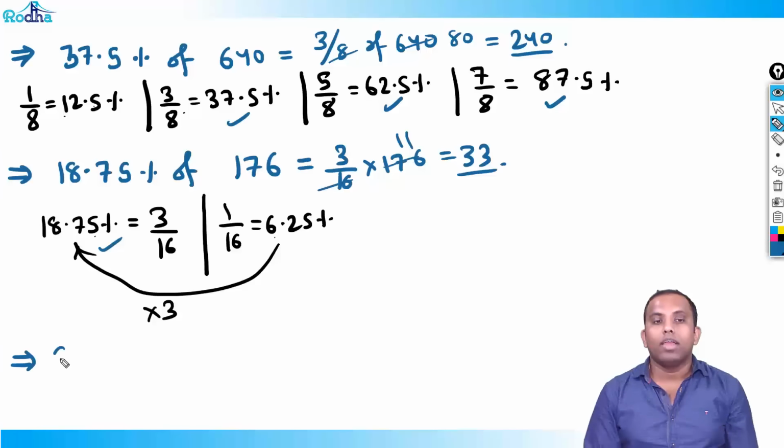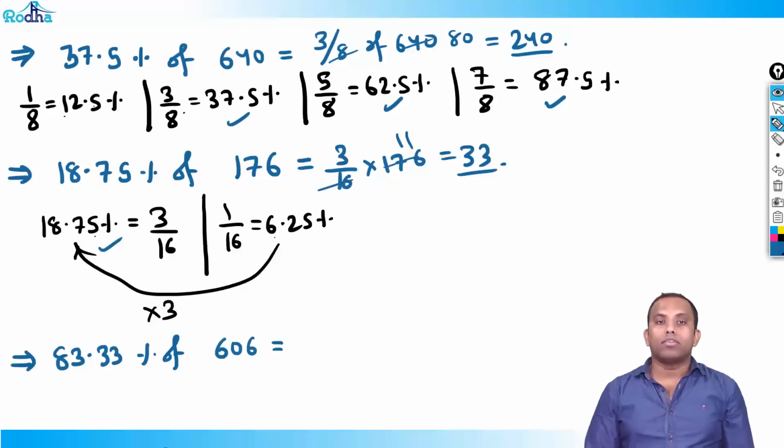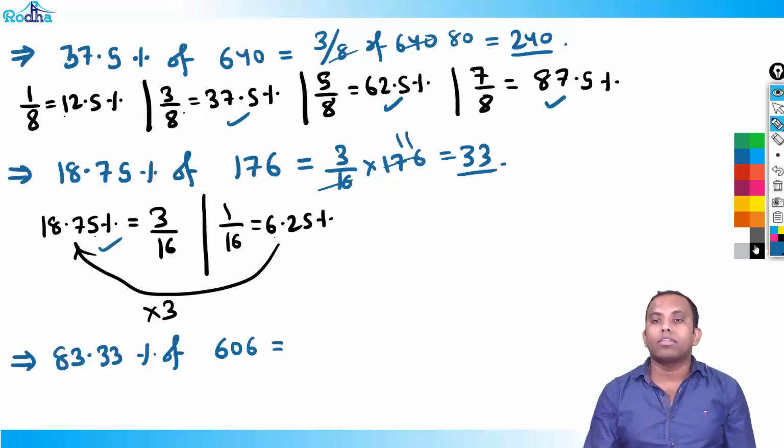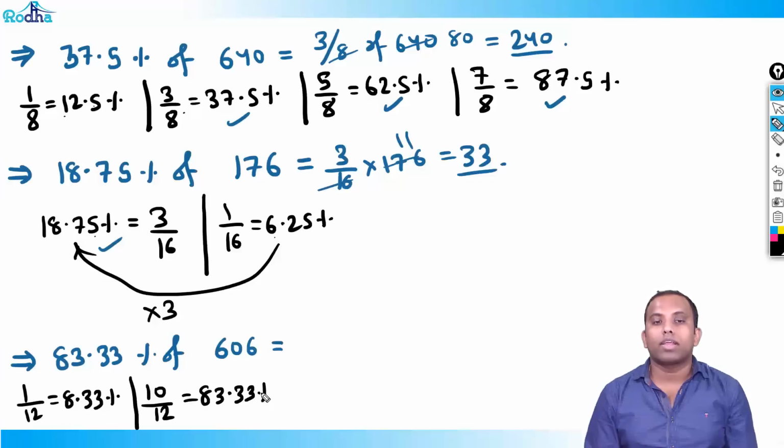Okay, now 83.33% of, let's say, take any number, take 606. Again, it looks like a tough question, but it is not. What is 83.33 if you can connect, right? There are many ways to connect. If you remember, 1 by 12 is 8.33%. 83.33 is 10 times 8.33, right? 1 by 12, 10 times, so 10 by 12. 10 by 12 is 83.33%. Cancel 10 by 12, how much is it? 5 by 6.